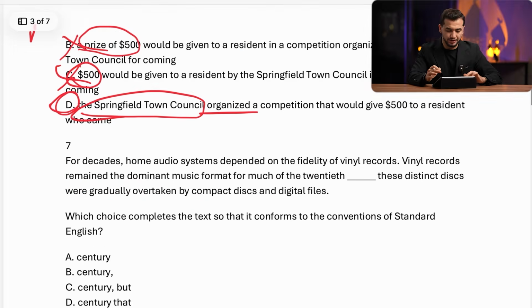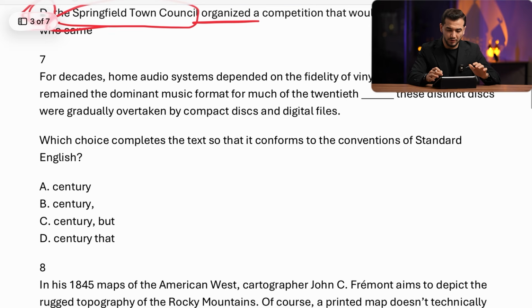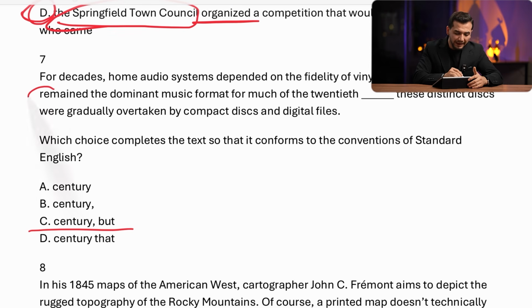Okay, next question, guys. Well, in 7. Okay, again here. So the option that gets my immediate attention is C. Why? Because again, it is the only option that can link two independent clauses. Well, for example, let me check. Do we have or no? So Willie records remained the dominant music. So we have subject and verb.